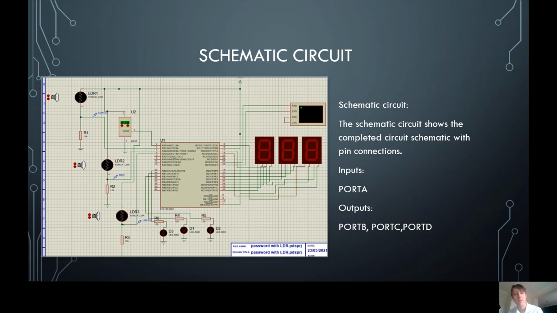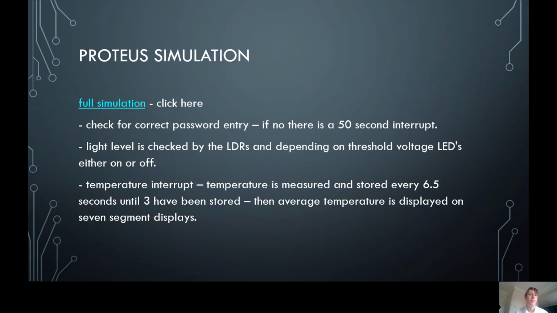This is the circuit schematic with all inputs on port A and outputs for the system on ports B, C, and D. As shown in the simulation, the system accepts 5 passwords and checks if they are correct or incorrect. If correct, light detection takes place along with the average temperature displayed. If the password is incorrect, then the system is locked for 50 seconds.